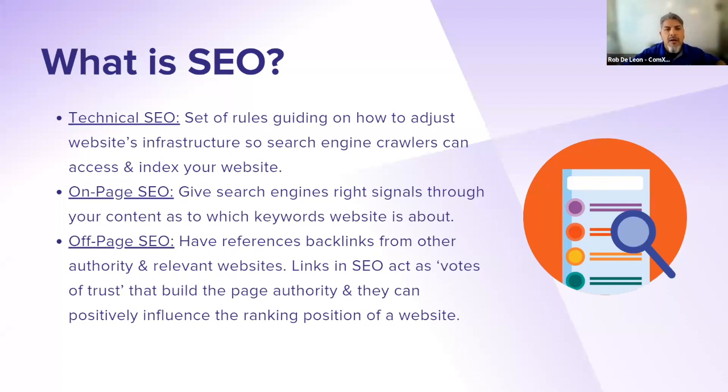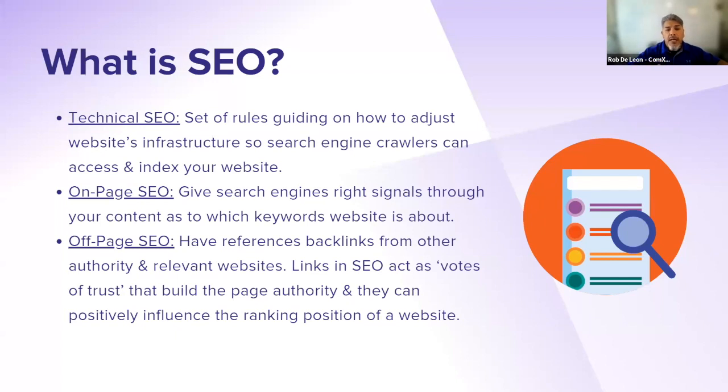So the second thing is on-page SEO. On-page SEO gives search engines the right signals through your content and the keywords in the content about what your website is about, who you are, and what you want to be found for, and how to be rewarded. So on-page SEO is probably going to be one of the main focuses. And there are a few things to that before we can even get into the main details of on-page SEO.